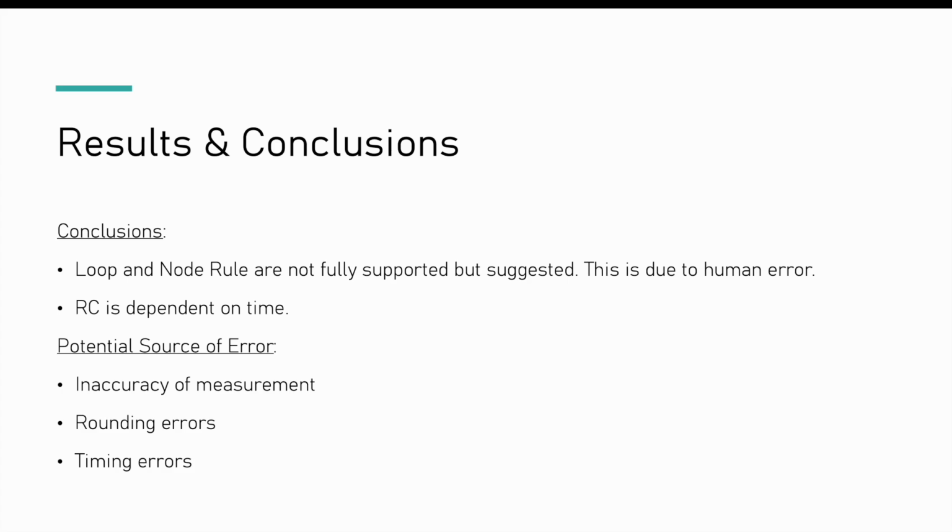Our results and conclusions are that the loop and node rules are not fully supported, but suggested. This is due to human error. RC circuits are dependent on time. Some potential sources of error include inaccuracy of measurement, rounding errors, and timing errors.